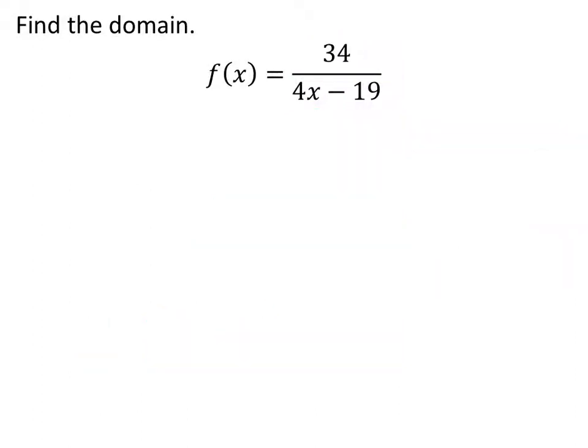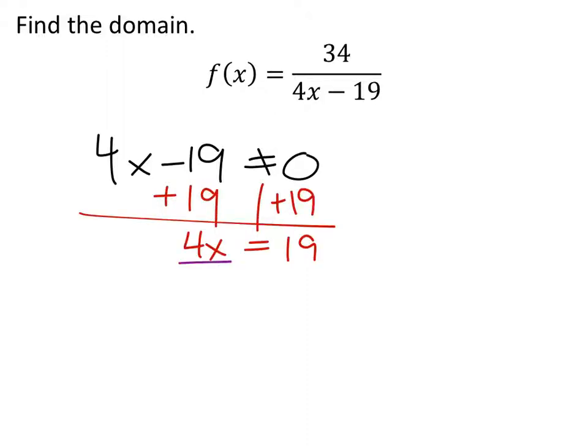Alright, once again, we're just focusing on the denominator. So 4x minus 19 cannot equal 0. So I would add 19 to both sides, and then divide by 4. So x is 19/4. Maybe they'll ask for the decimal, it's not 4.5, but 4.75, if they ask for the decimal. That's not equal to as well, right? So x cannot equal 4.75, and that would be the domain.